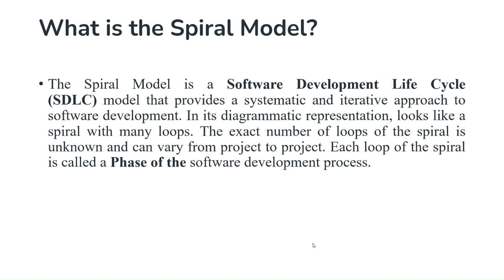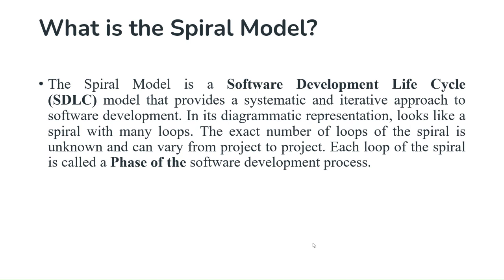The spiral model is an SDLC model, meaning software development life cycle, that provides a systematic and iterative approach to software development. Systematic means line by line or step by step process. Iterative approach means plus one, or one by one. For example, in programming languages we also have iteration, like adding extra, or repeating the same procedure, which is known as an iterative approach to develop a software or project.